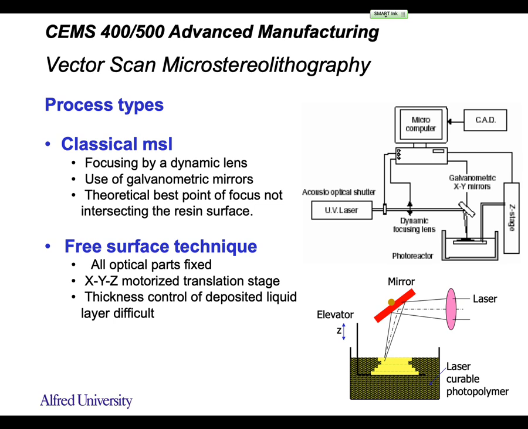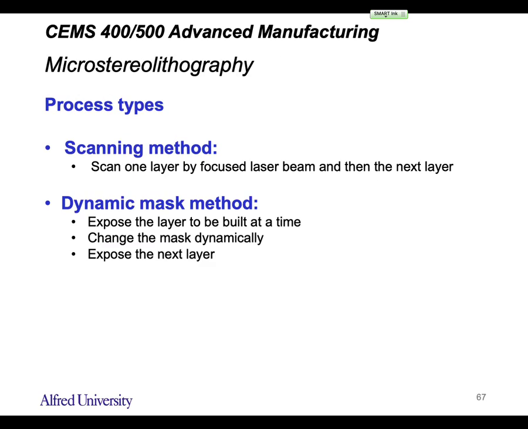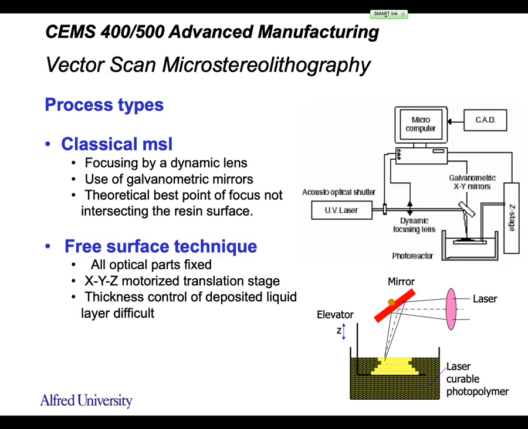Okay, so this is for the laser scanning, right? If you have a DMD, the other process type, if you are using the DMD method, it'll be quite similar, right? The DMD method is easier, the setup is not as complicated as this laser scanning method, right?